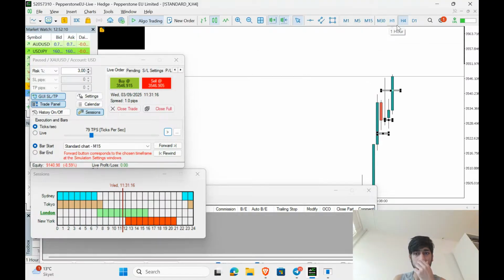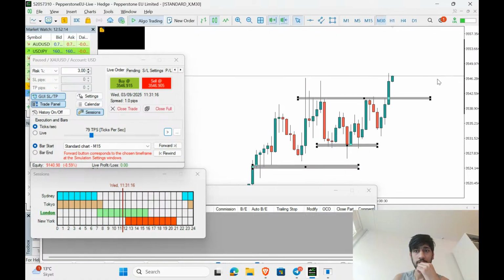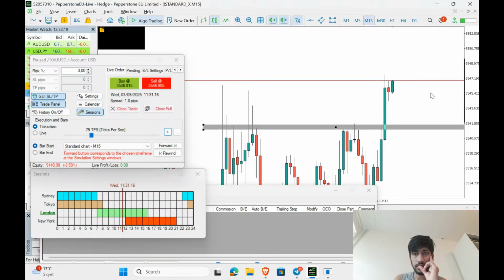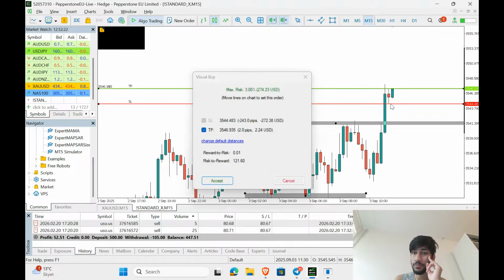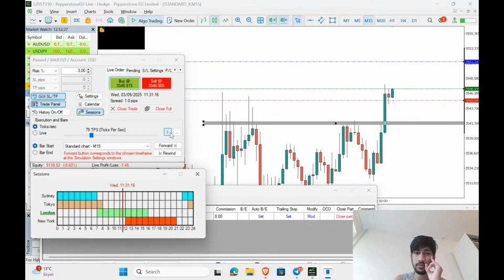H4 we are moving up. H1 we are moving up. M30 breaking the high. M15 breaking above the high. Impulse into entry setup. Buy. Stop loss right over here and TP just wherever.